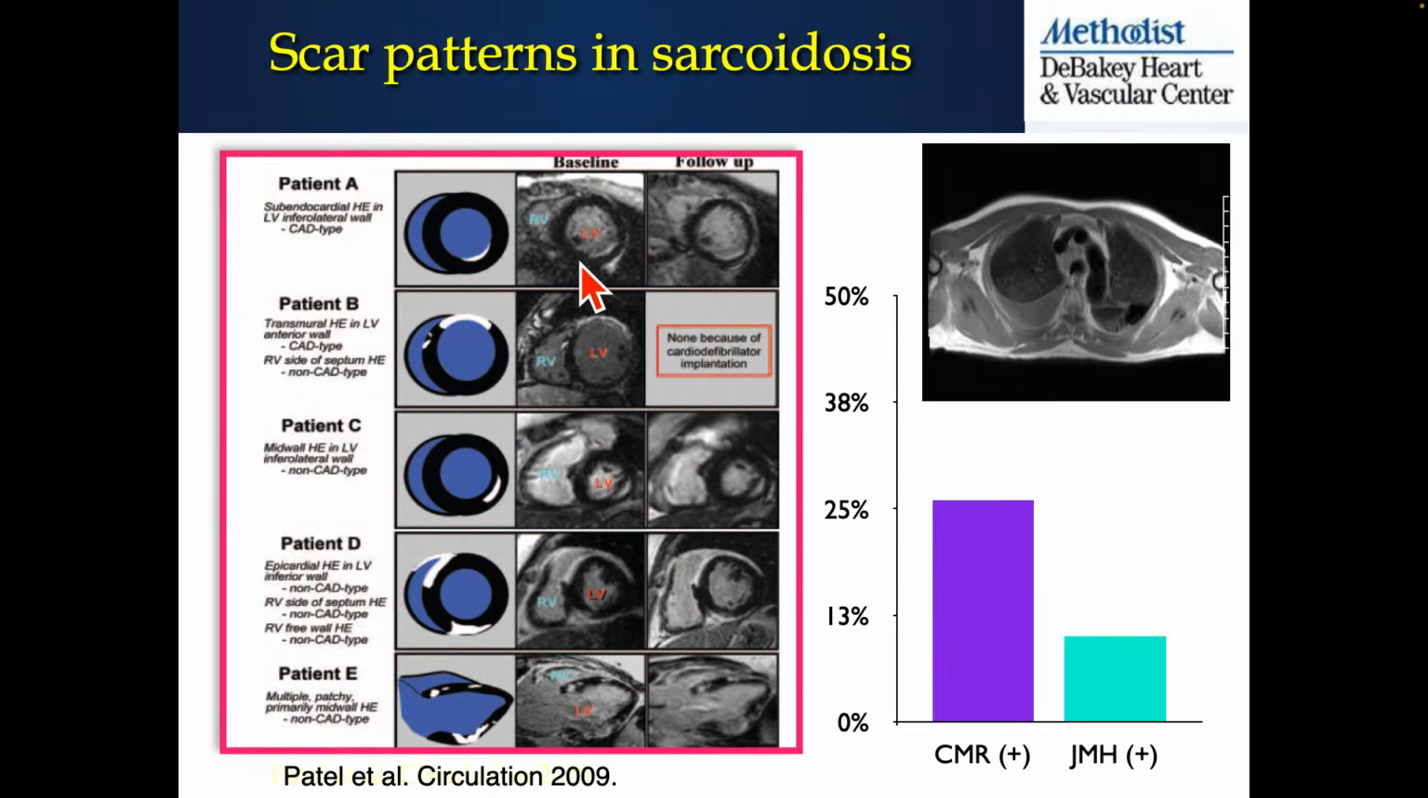Here's a patient with subendocardial-based enhancement. Here's a patient with some transmural as well as another patchy area affecting the RV side of the septum. Here's mid-myocardial enhancement. Here's a patient with epicardial septal enhancement that also extends into the right ventricle. And then here's a patient with multiple patchy foci of enhancement on the three-chamber view. And in fact, in this study, by Japanese Ministry of Health criteria, only about 10% of this cohort would have been diagnosed as having cardiac involvement. Based on CMR, almost 25% of patients had evidence of myocardial damage.